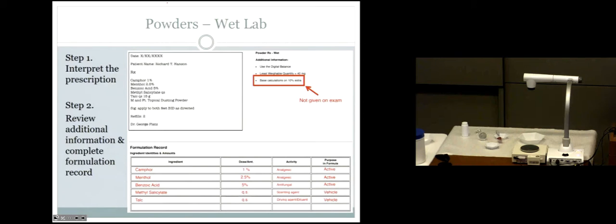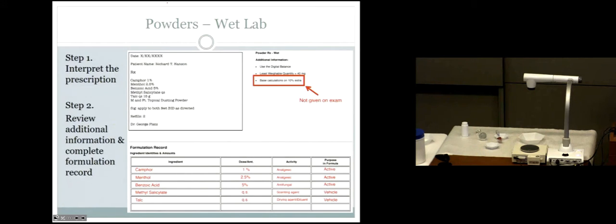So let's just look at it quickly, to read and to interpret it. For Richard Hansen, he wants camphor 1%, menthol 2.5%, and benzoic acid 5%. So we have 3 active ingredients there, along with some methyl salicylate, which we now know is added to make a favorable odor or scent. To those active ingredients, we're going to mix them with talc, and enough talc such that the final weight is how much? 15 grams. So you're going to QS up to a final weight of 15 grams. Subtract out all of your other active ingredients from the 15 grams, and that'll be your talc.